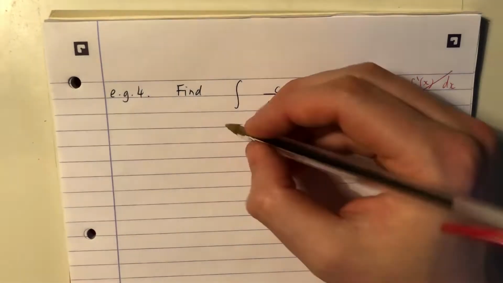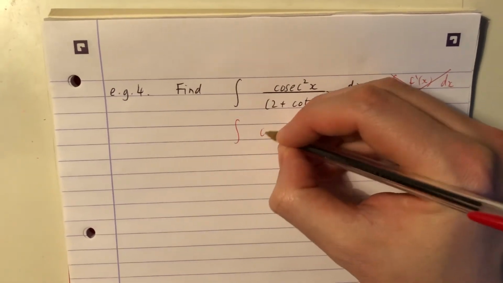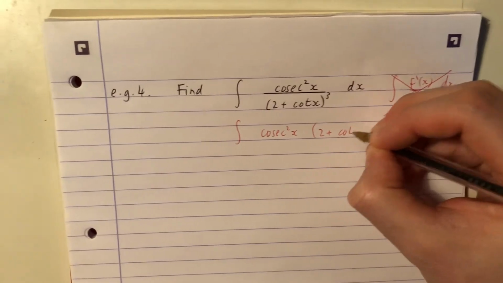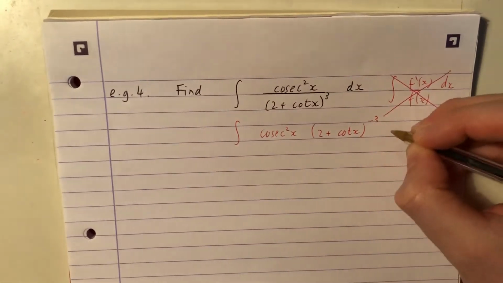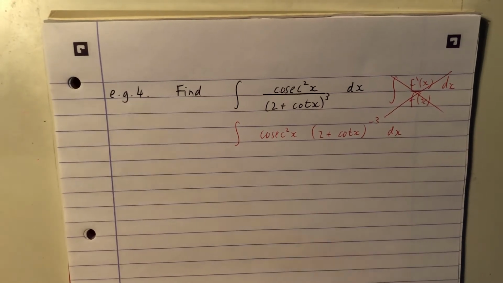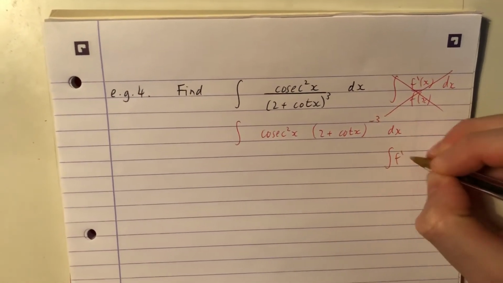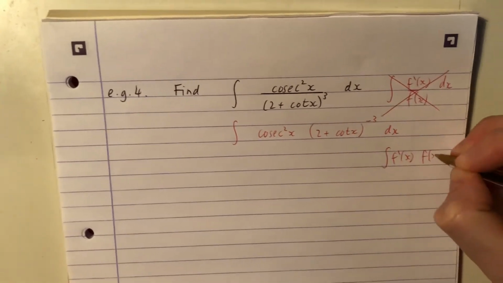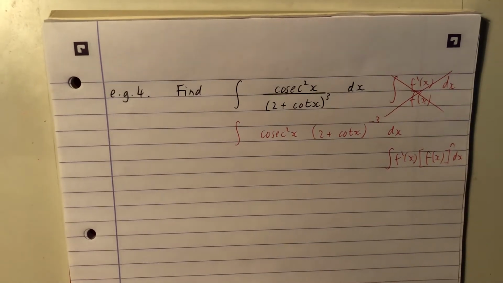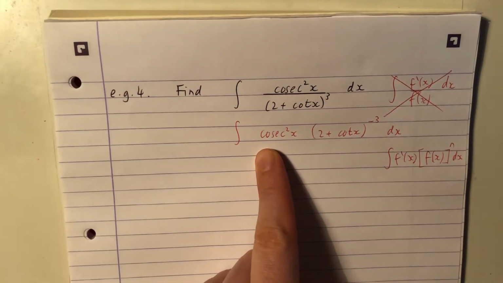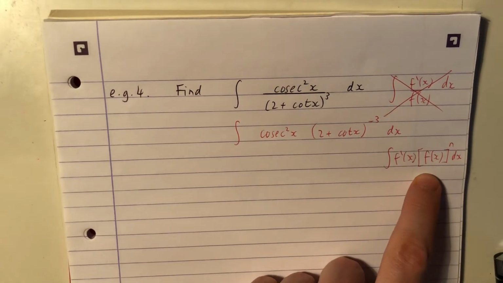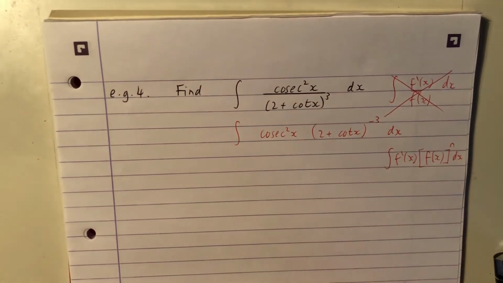What you need to do first is this. Write it in index form. And now this one looks more like f dashed of x, f of x to the power of something. Because cot x differentiates to cosec squared. That's something you need to know. Anybody remember what the guess is for this? Well, add 1 to the power.